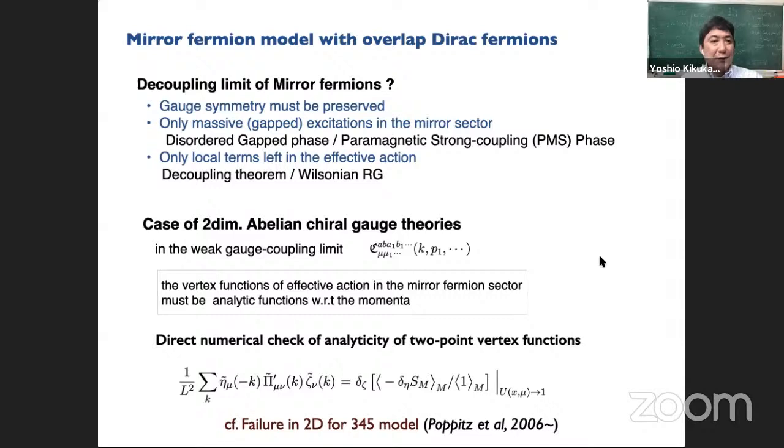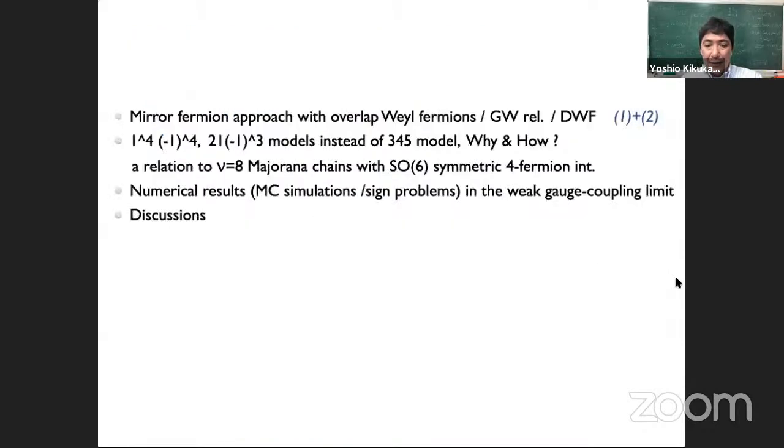Okay, so this is the situation. Against these situations, I tried to formulate another, simpler model. I think these models are simpler than the 3-4-5 model. And I explain why I consider these models instead of the 3-4-5 model. We show that in this model, in the weak gauge coupling limit, there is no sign problem, so we can perform Monte Carlo simulations. And then I would like to present some numerical results for this simulation.